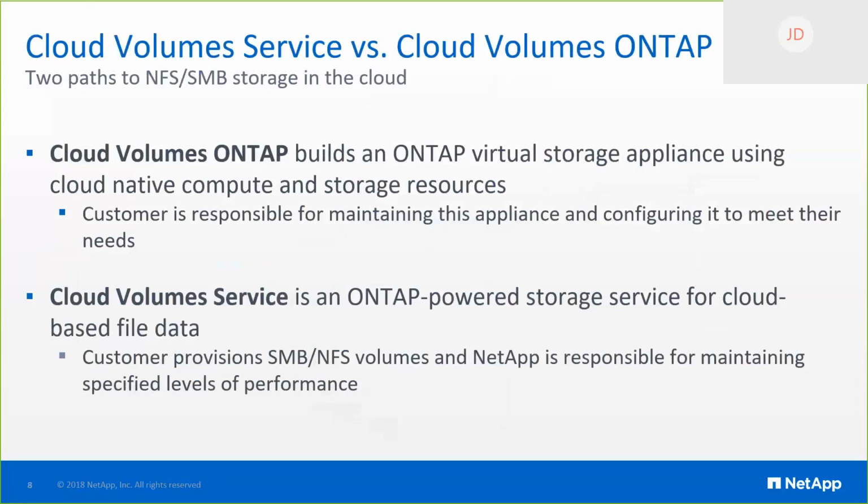So Cloud Volumes ONTAP enables you to build a virtual storage appliance that runs ONTAP and uses cloud-native compute and storage resources. The idea here is that you're more or less building a FAS, but instead of using chips and processors and RAM and whatnot, we'll use AWS terminology for today since that's the focus of our presentation. Instead of using physical parts to build that, we're using native AWS resources: Elastic Compute Cloud, Elastic Block Store, and Simple Storage Service.